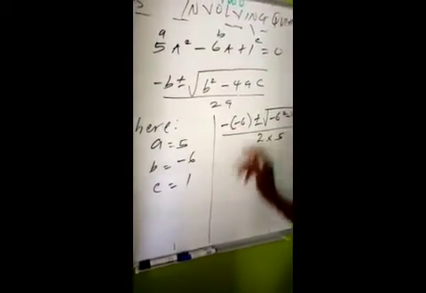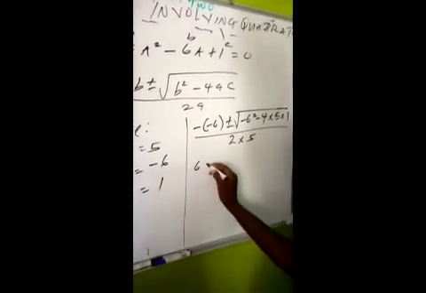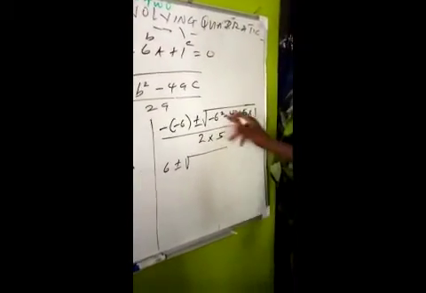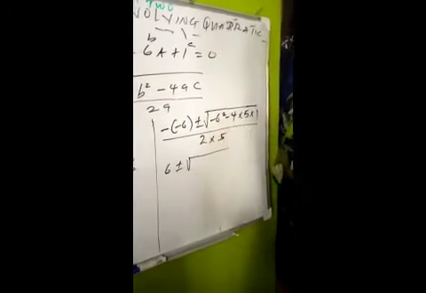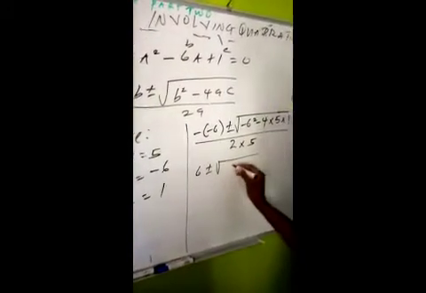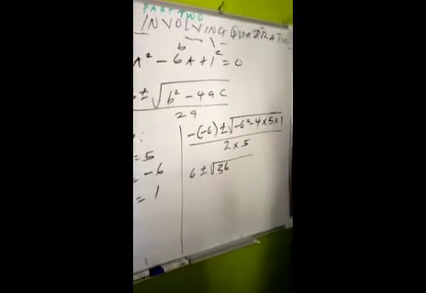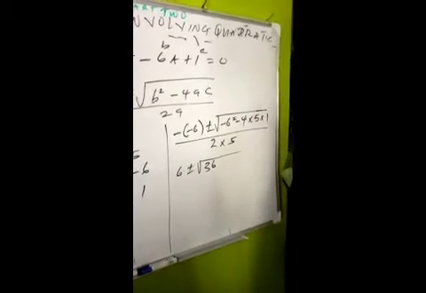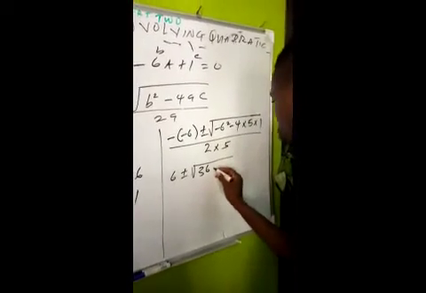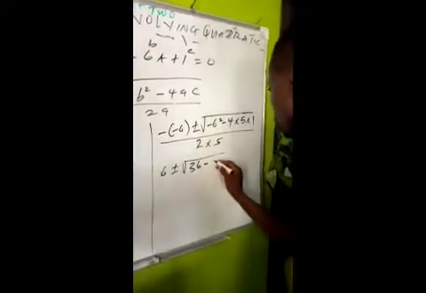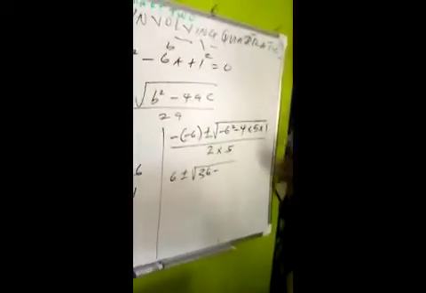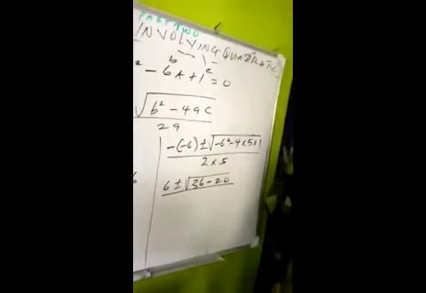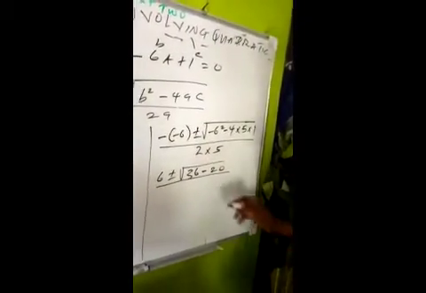From here, minus times minus is plus. Then plus or minus. From this point now, minus 6 from here. So minus 6 now we have 36. Then from this one, I have 4 times 5 is 20. 4 times 5 is what? 20. Then 20 times 1 is 20. Then have it 20 from this point. Then 2 times 5, we have it as what?